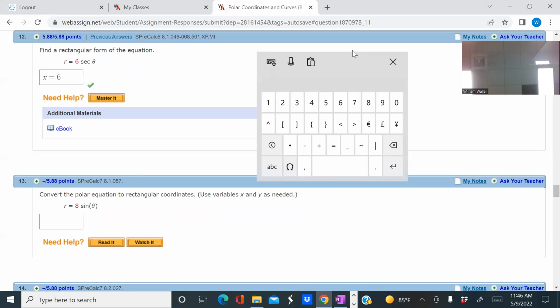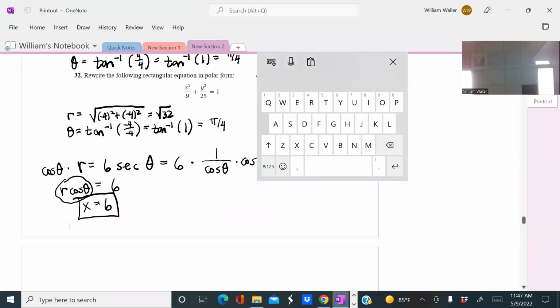Want to try the next one? This one has a trick in it. Ooh, that's so close. If I had r sine theta, that would be y. But unfortunately, the r and the sine are separate from each other, so I can't just immediately put in a y. This one has a trick in it. What was that? r equals 8 sine theta. So let me show you what the trick is.